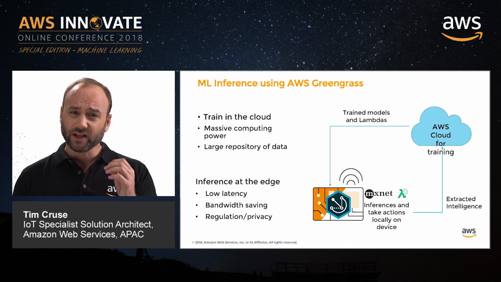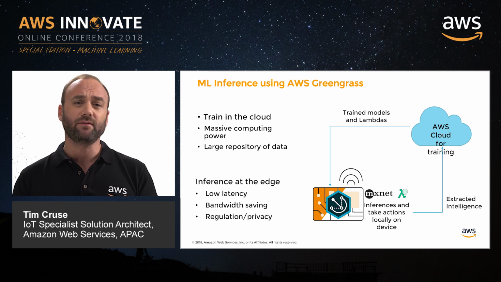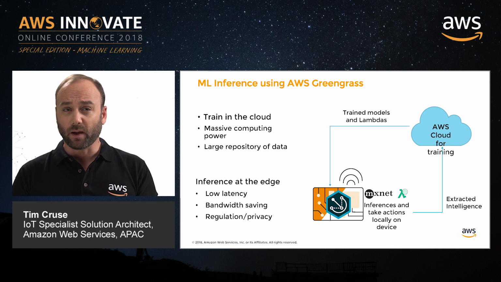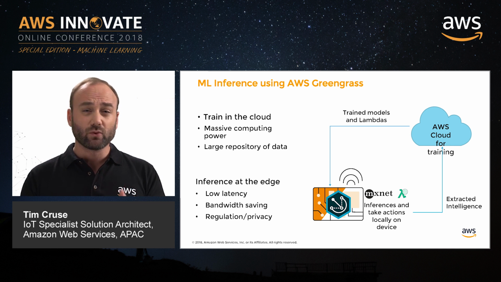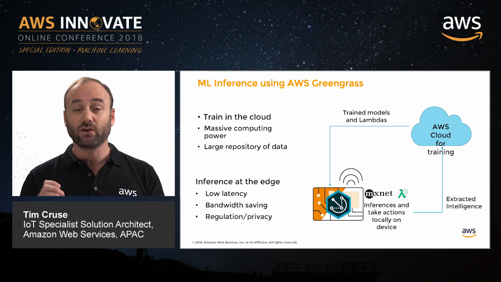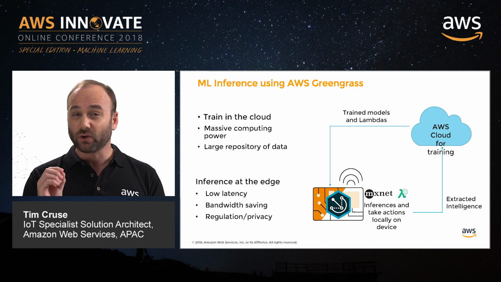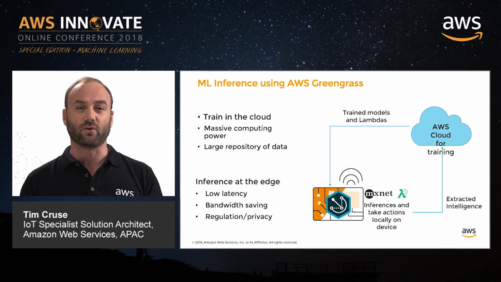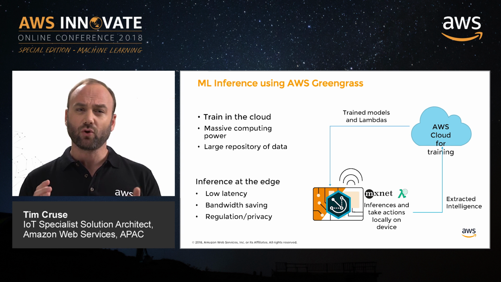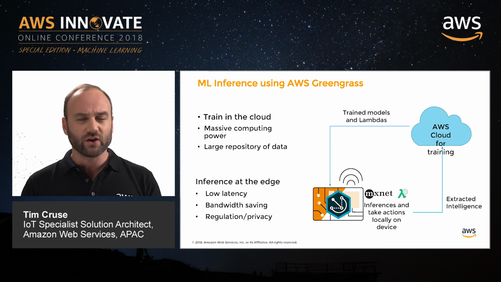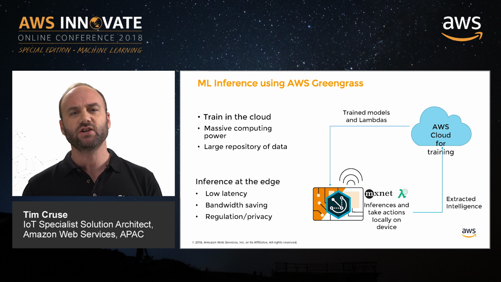Then, by deploying your models to your devices, you can benefit from improved latency by being as close as possible to your generated data, and reduce bandwidth requirements. You don't need to send all your generated data. You can filter or just send the results from your inference. Or you may simply benefit from being able to support your use case where your data cannot leave that physical location.